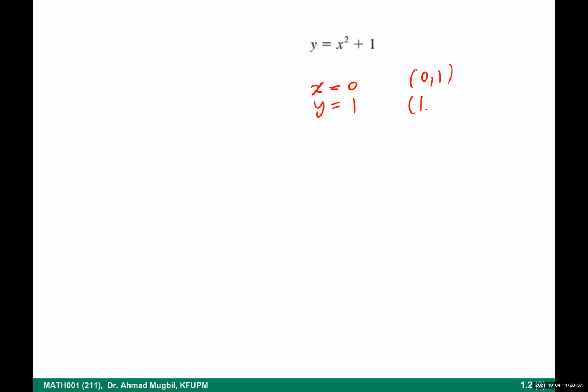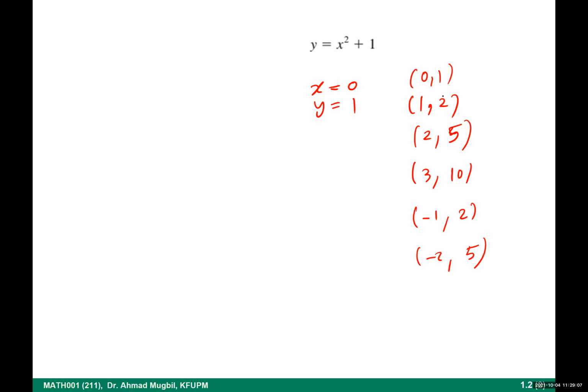If you put x equals 1, what will y be? It will be 2. If you put x equals 2, what will it be? It will be 5, right? If you choose 3, y is 10. If you choose negative 1, it will be 2, negative 2, 5, and so on. You can choose any. x here is any real number. The domain is any real number, and y will depend on x.